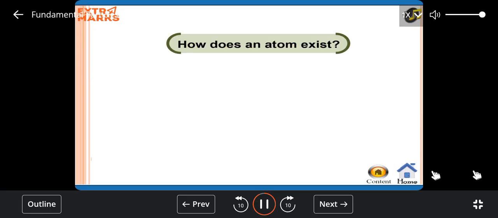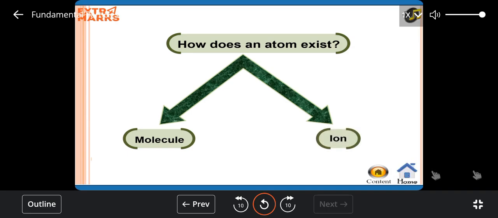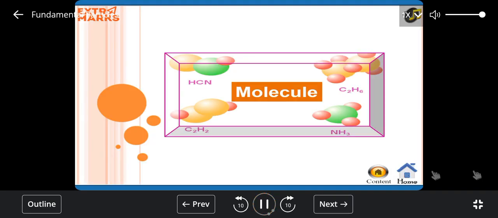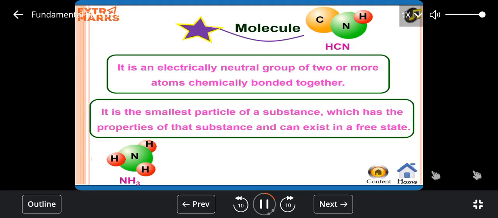How does an atom exist? It exists either in the form of a molecule or an ion. Molecule. A molecule is an electrically neutral group of two or more atoms chemically bonded together. It is the smallest particle of a substance which has the properties of that substance and can exist in a free state. The following animation will give a detailed explanation about molecules.